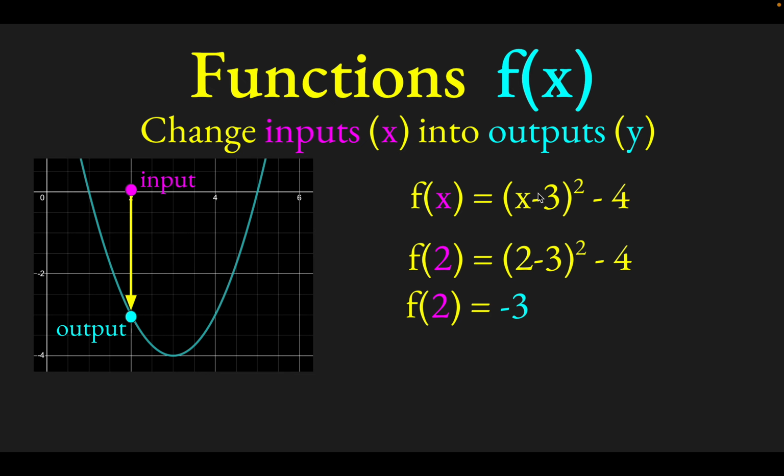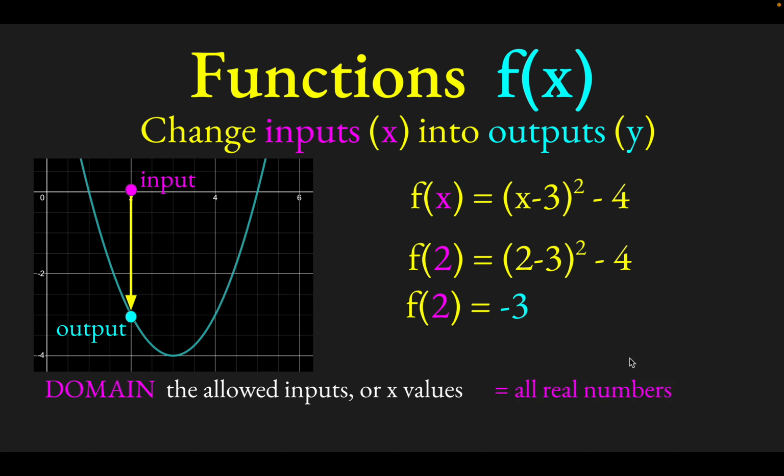So you can see if you put 2 in here, you'll get 2 minus 3, which would be -1. When you square that, you get 1. 1 minus 4 is -3. So there's the output of the function. The domain is the set of allowed inputs or allowed x values. And so if you look at this function, you could really put anything you wanted in for x, and there's no problems or no restrictions. So it's all real numbers would be the domain.